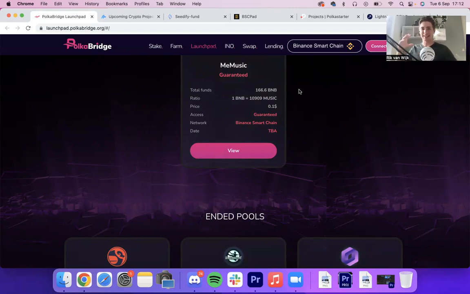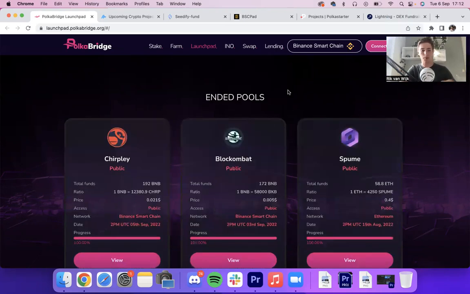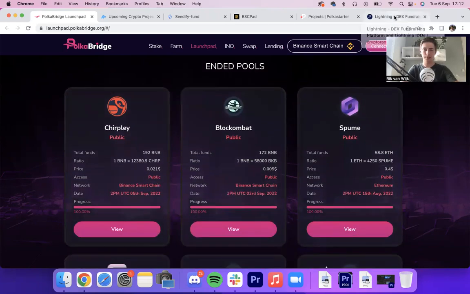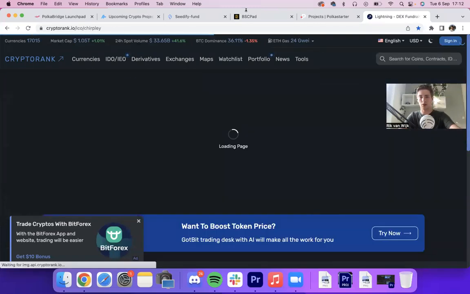So it's okay-ish that the quantity is lower, but the quality, there's never an excuse for lower quality. And the best way to see how the IDOs performed is literally just to go to CryptoRank. For instance, here we have Chirply. We kind of followed this pretty neatly, the Chirply launch and just everything leading up to the launch.